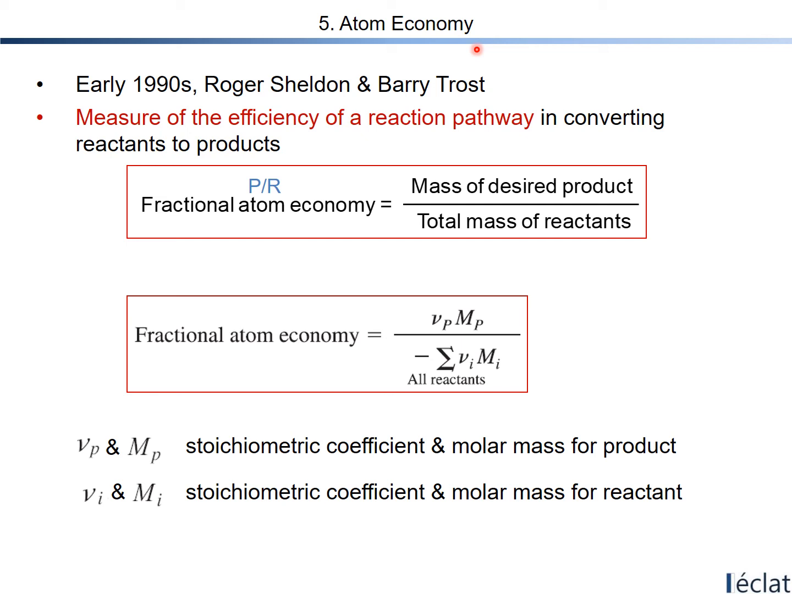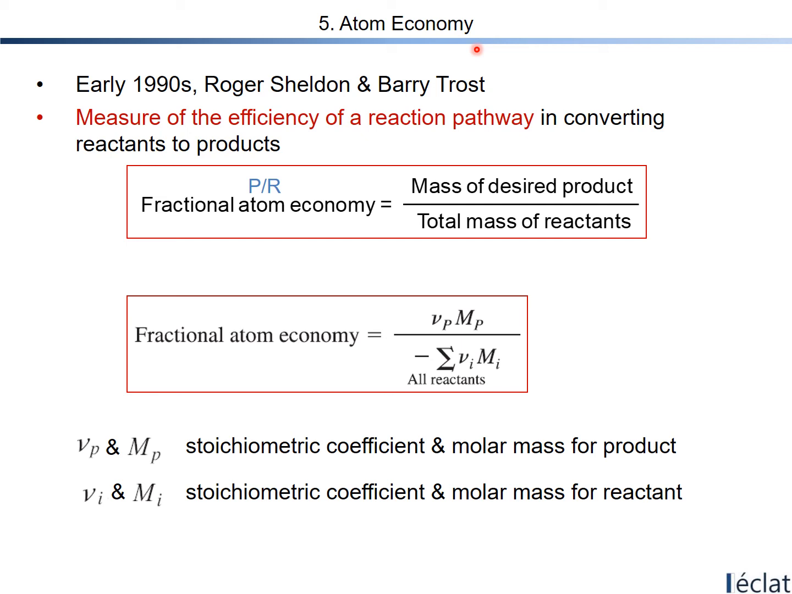Early 1990s, Roger Sheldon and Barry Trost suggested the atom economy. The atom economy is a measure of the efficiency of a reaction pathway in converting reactants to products. Actually, the meaning is the same as the RP ratio. You have learned about that in the previous section, GCA, Generation Consumption Analysis.